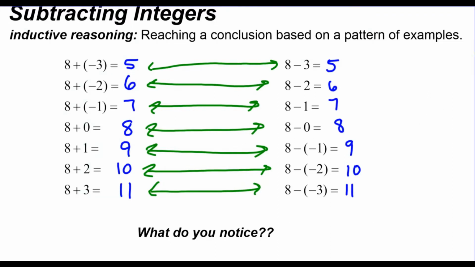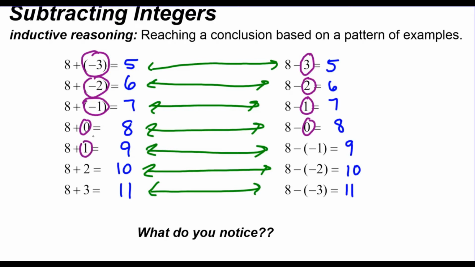Well, what do they have in common and what's different? The first number is the same in every problem. There's 8 every time, and we're obviously adding in the left column and subtracting in the right column. But what is the difference here? Here I'm adding a negative 3, and here I'm subtracting a positive 3. Here I'm adding a negative 2. Here I'm subtracting a positive 2. Here I'm adding a negative 1. Here I'm subtracting a positive 1. Here I'm adding 0. Here I'm subtracting 0.